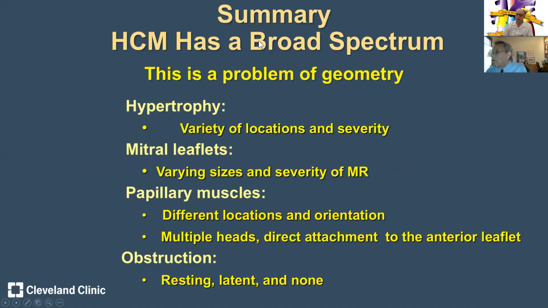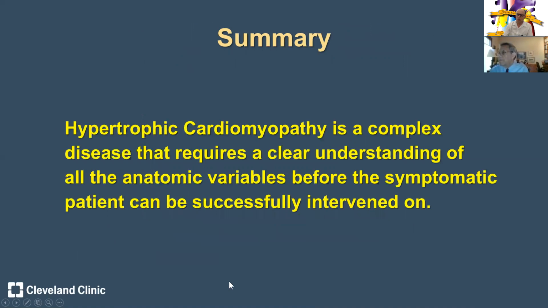In summary, hypertrophic cardiomyopathy has a broad spectrum. This is a problem of geometry. The hypertrophy can be in a variety of locations and severity. The leaflets can have varying sizes, and there can be varying degrees of MR. Papillary muscles can have different locations and orientation. You can have multiple heads, direct attachment to the anterior leaflet, and obstruction can be resting, latent, or none. Hypertrophic cardiomyopathy is a complex disease that requires a clear understanding of all the anatomic variables before the symptomatic patient can be successfully intervened on.